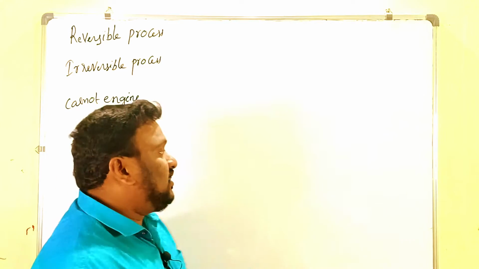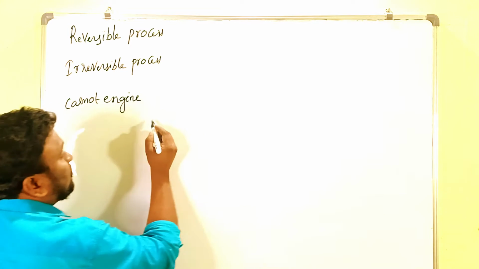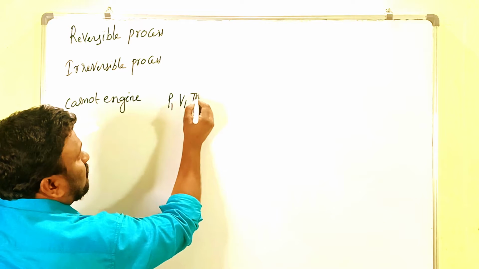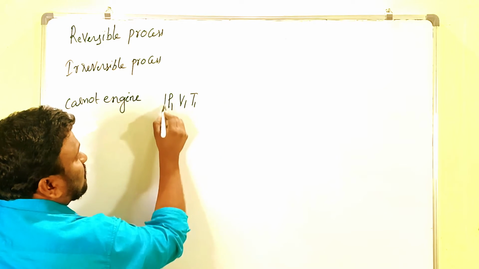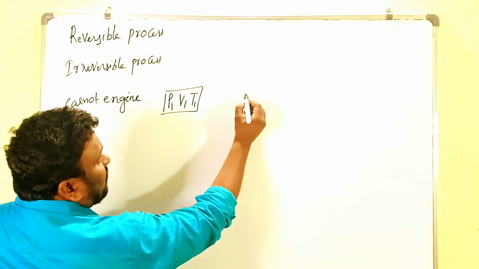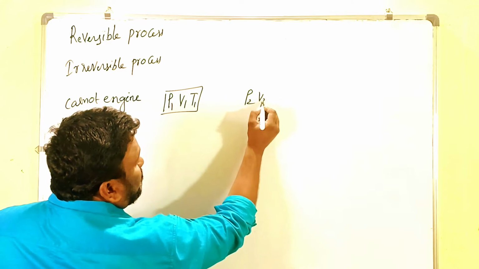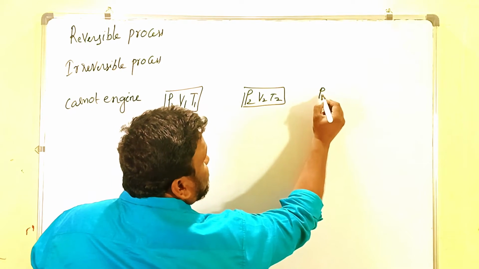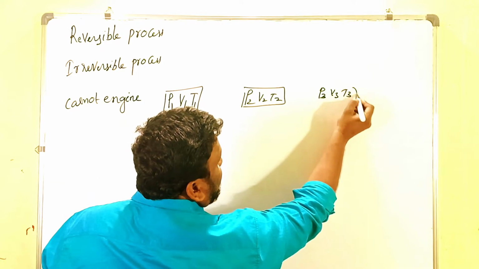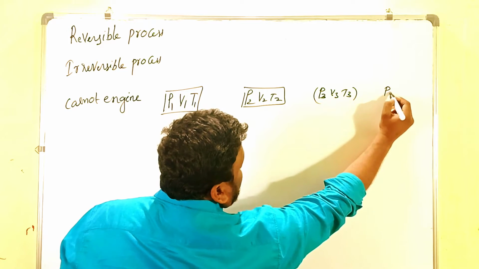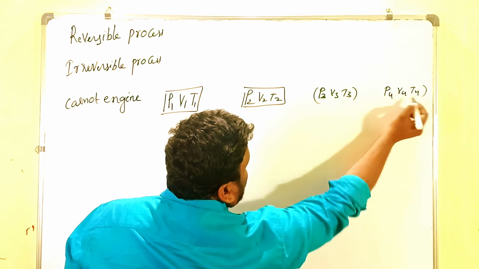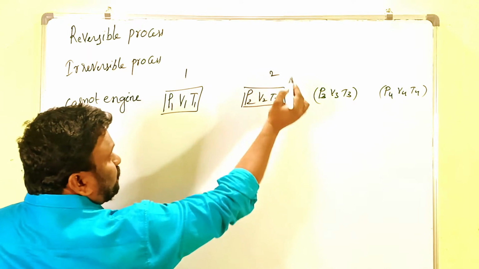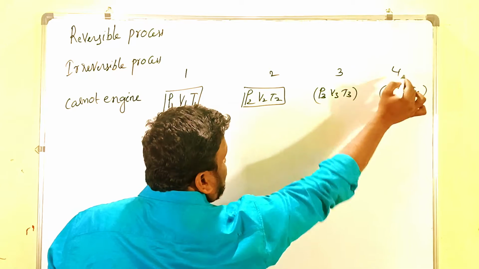For example, here look, one process is there. The initial stage has thermodynamic variables like pressure, volume and temperature, P1, V1, T1. This is the initial stage. The next one, P2, V2, T2, is the second stage. Then P3, V3, T3 is the third stage, and P4, V4, T4 is the fourth stage. Clear? Stage 1, stage 2, stage 3, stage 4.